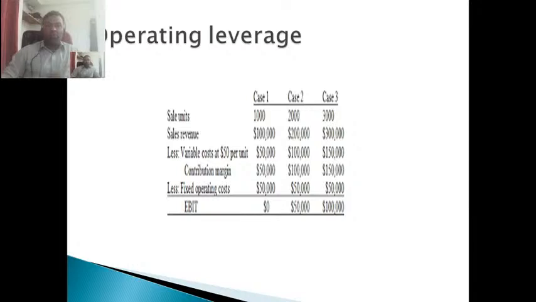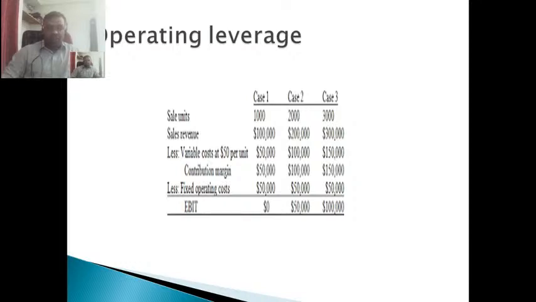The lesser the fixed cost, the more the variable cost, and your operating leverage will be very high. So why do companies go for third party operation? Because they want to reduce their fixed cost, to increase their operating leverage. This is what we mean by operating leverage.